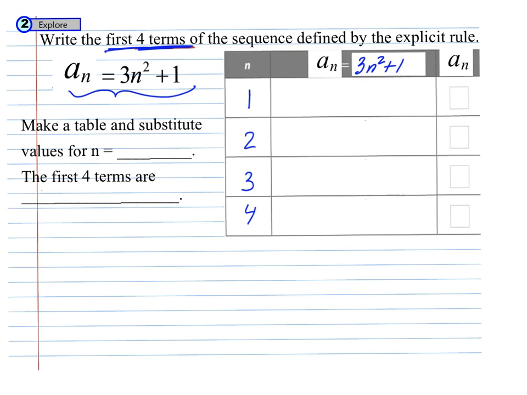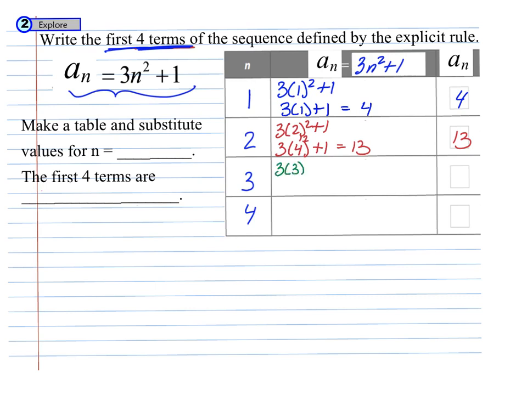So we're going to have 3 times 1 squared plus 1. This right here means 1 times 1 because squared means times itself. So now we have 3 times 1 plus 1. That gives you 4. So our first number in the sequence is 4. Our next number, we're going to substitute in 2. So 2 squared is 4. 3 times 4 is 12 plus 1 is 13. So our second number in the sequence is 13.